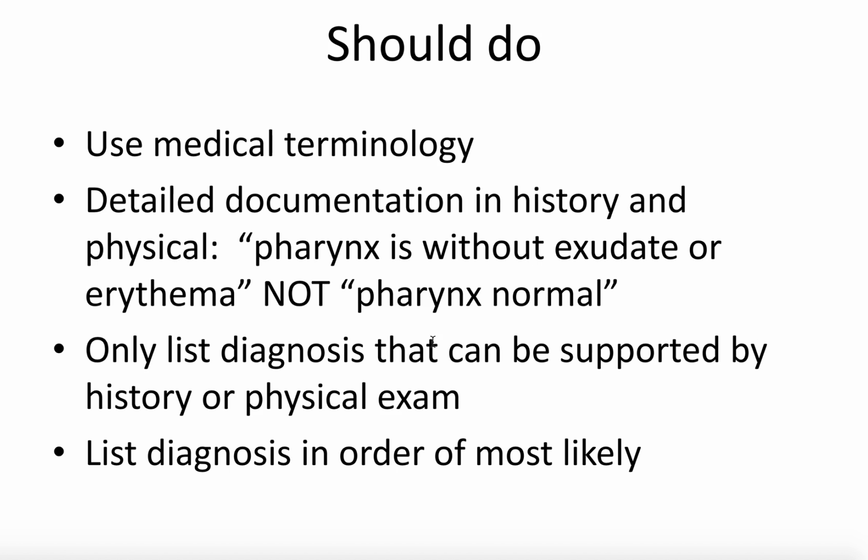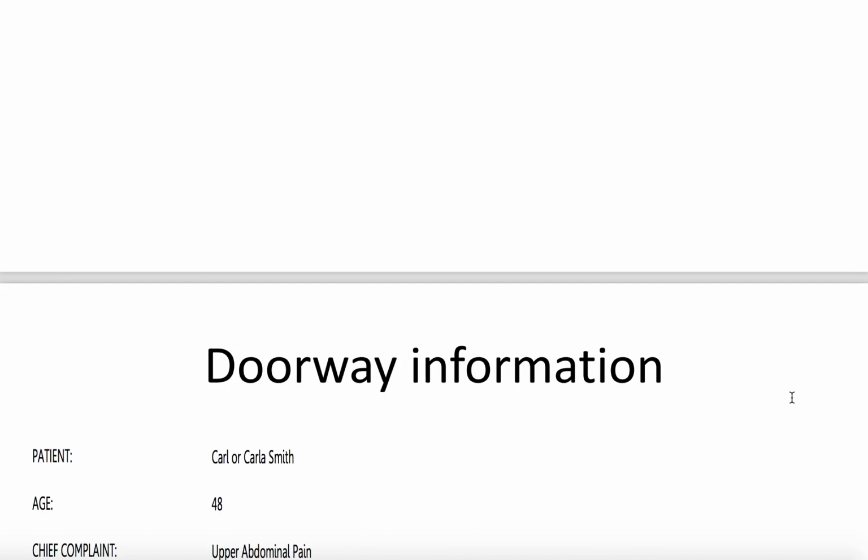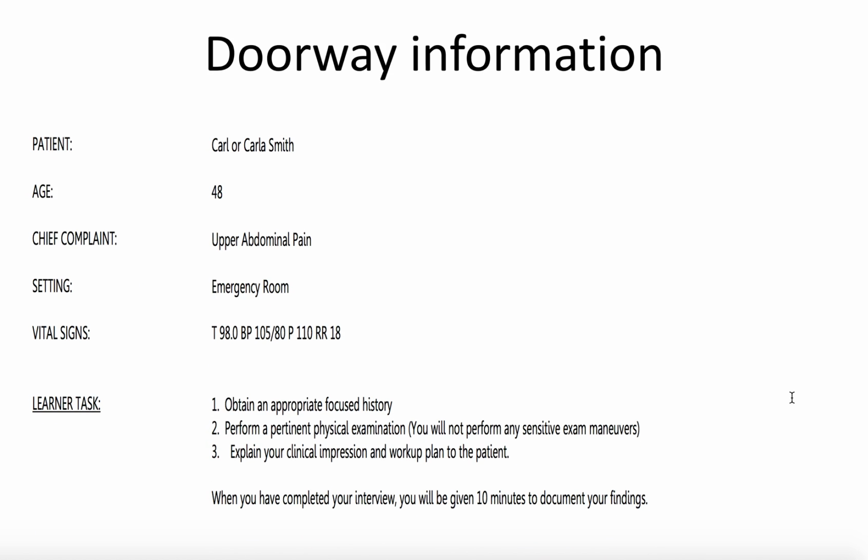Only list diagnoses that can be supported by the history or physical. And as I mentioned, list the diagnoses in order of likelihood. Here's an example of what you might see at the doorway. Patient's name, age, chief concern or complaint. You might have the vitals listed for you. And then you're going to also have a learner task. It'll tell you what you have to do.